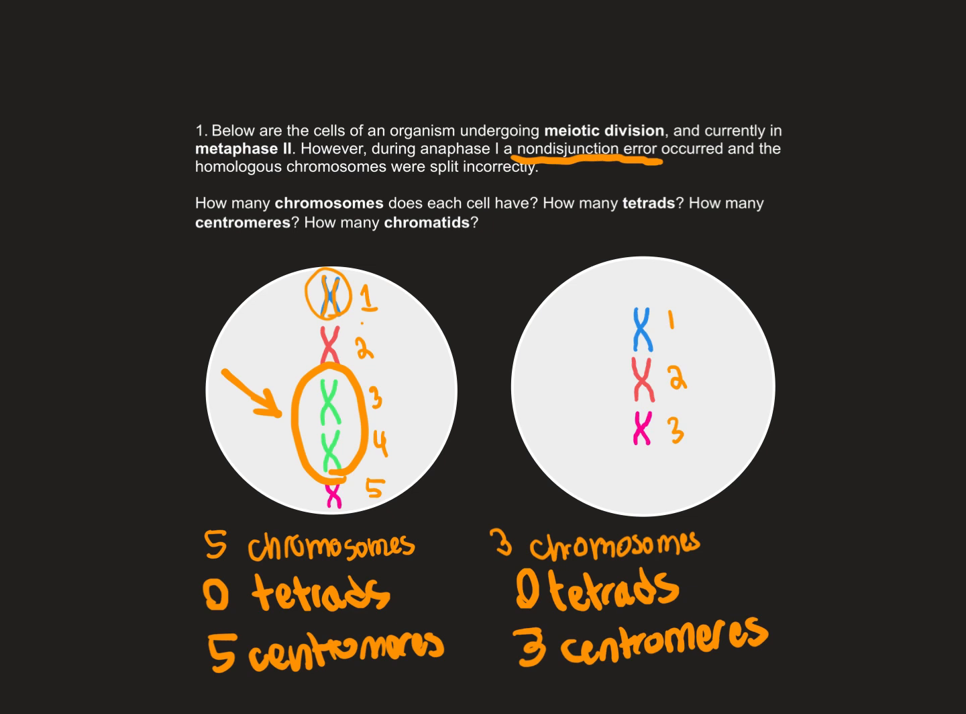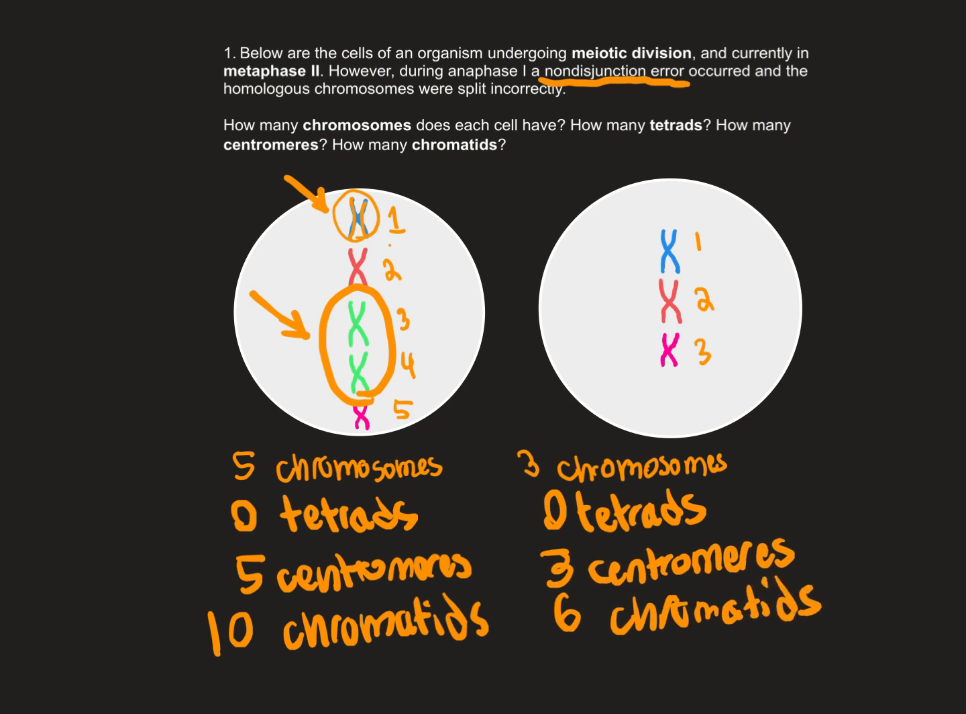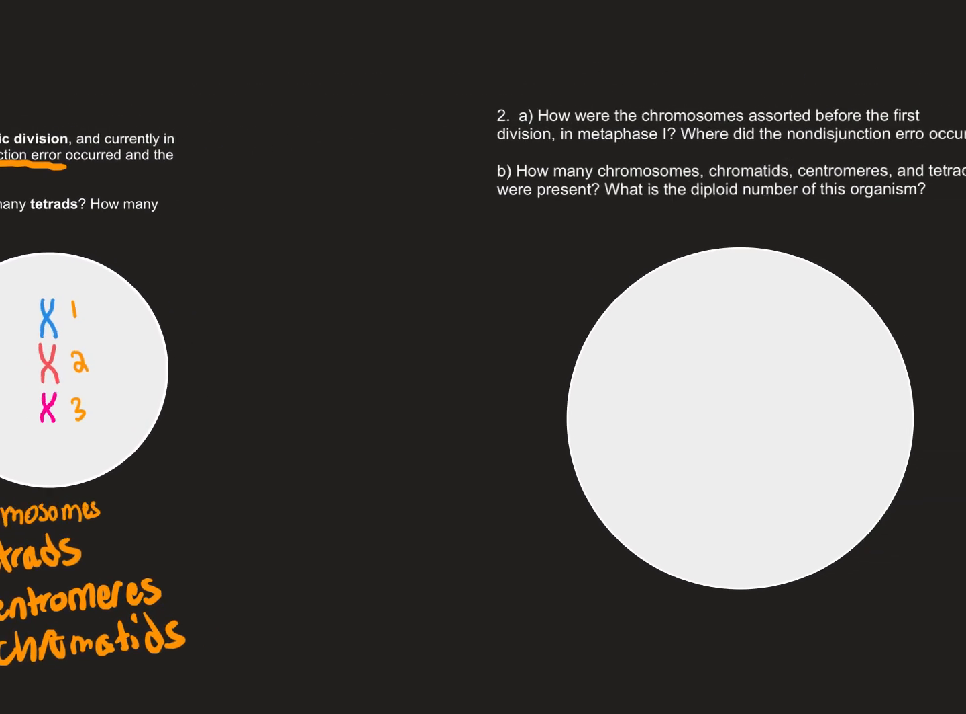And finally, how many chromatids do we have here? Well, as I mentioned earlier, each of these chromosomes is composed of 2 chromatids. So cell number 1 has 5 chromosomes and therefore 10 chromatids. And cell number 2 has 3 chromosomes and therefore 6 chromatids.